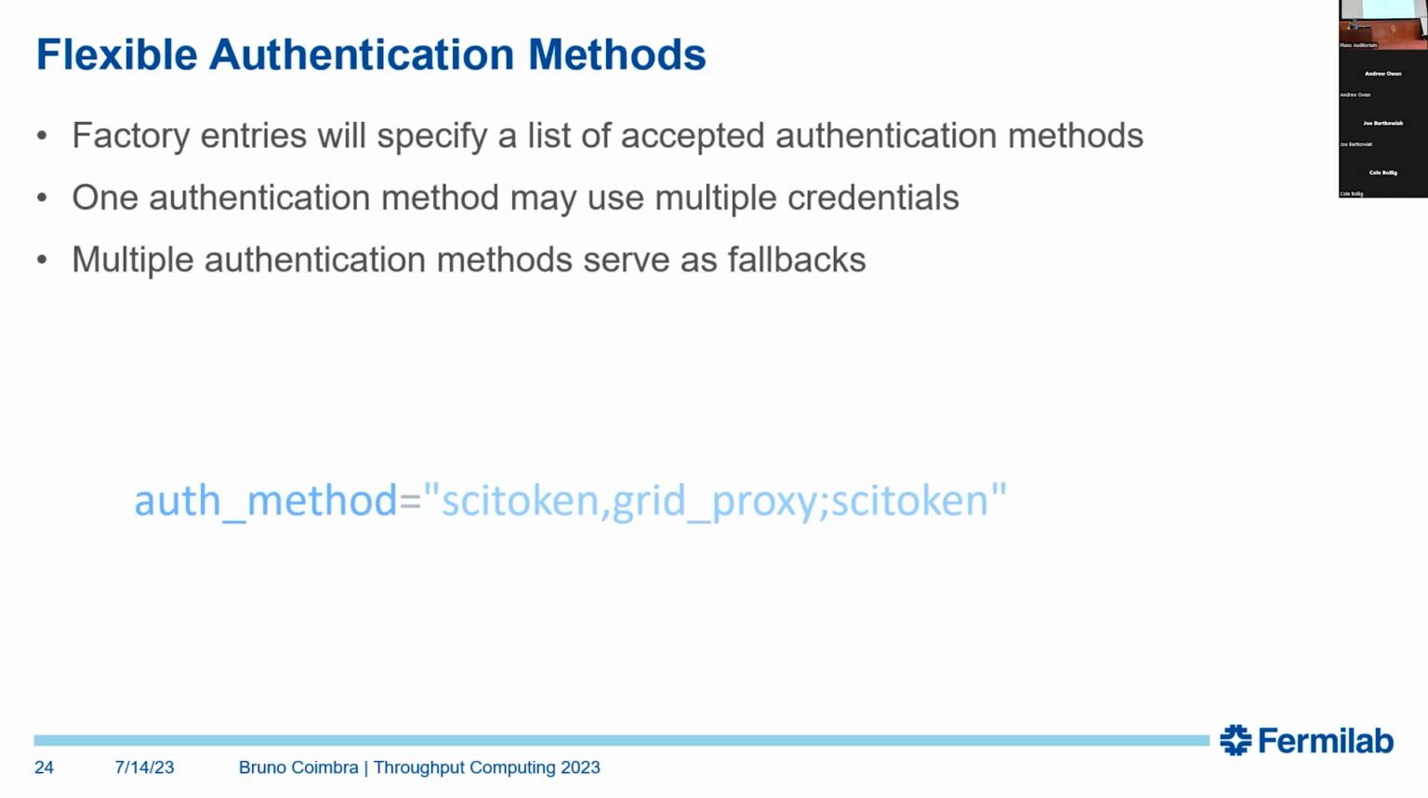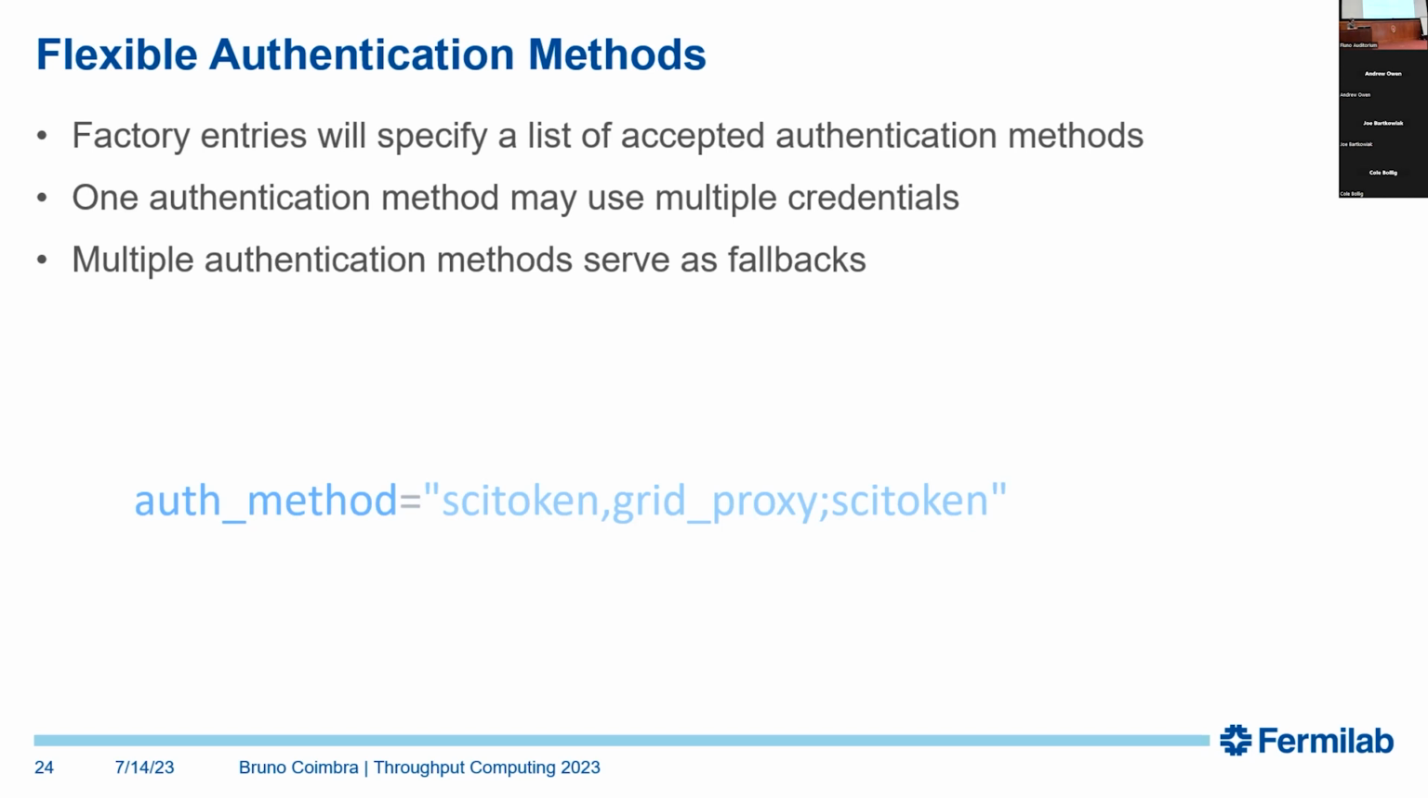Now, talking about flexible authentication methods, this is an example that we have. So this is the proposed solution for now. We should be able to do something like this, right? So this is an example of having multiple authentication methods. So here we have two portions of this string. The first one is one authentication method. The second one is a fallback authentication method.